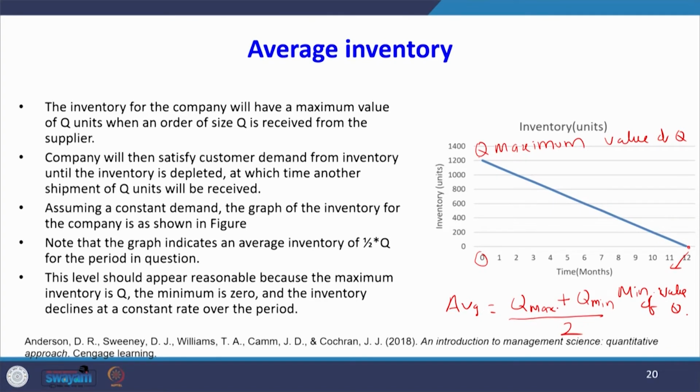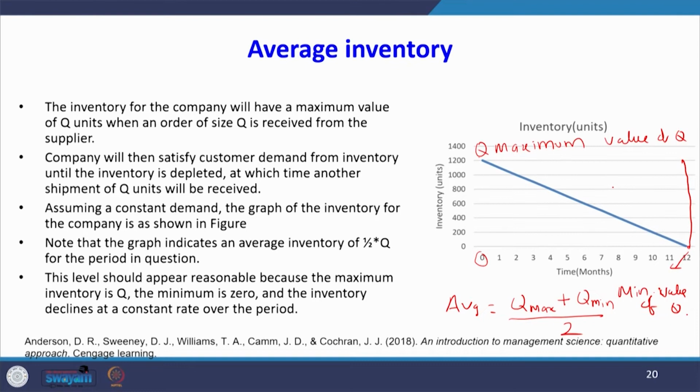What should we learn from this graph? The company receives Q units, then the company will satisfy the customer demand from its inventory until the inventory is depleted, at which time another shipment of Q units will be received. I am starting from 1200 units, it will come to 0, and again I will get 1200 units. That is the meaning.